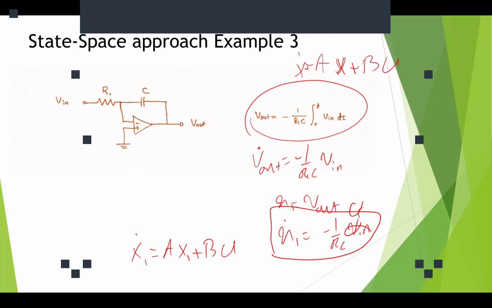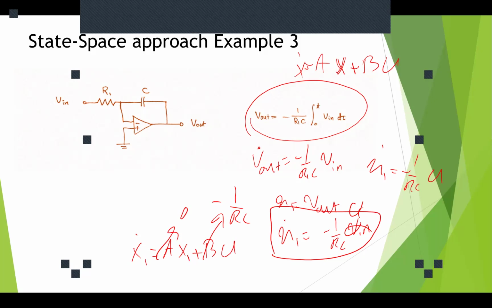You have the differential equation here. What is going to be A? How many x1 do you have in this equation? In this equation, x dot 1 is minus 1 over RC times U. So A is 0; x dot doesn't depend on x1. And how many u do you have? Minus 1 over RC. Is that clear how we get there?